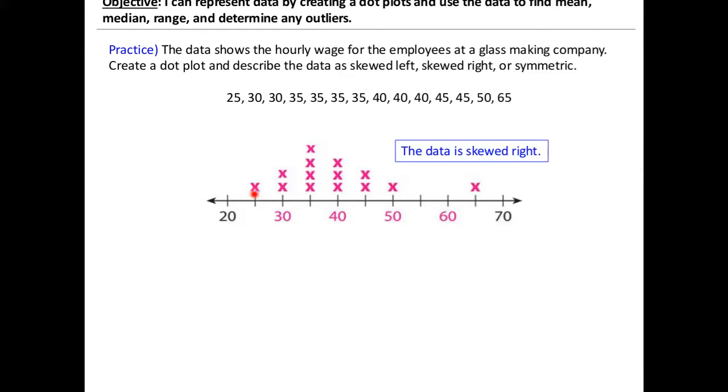So here you should have had 1x for 25, 2 for 30, 4 for 35, 3 for 40, 2 for 45, 1 for 50, and 1 for 65 over here. If you were to draw a curve for this, notice that 65 is pulling my data to the right side. If that 65 wasn't there, it would have stopped from here to here. So that would be roughly symmetric. But because of the 65, I end up with the longer tail on the right side. So because I have a longer tail on the right side, we say it's skewed right.